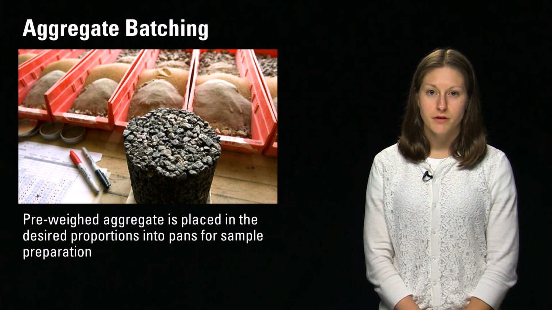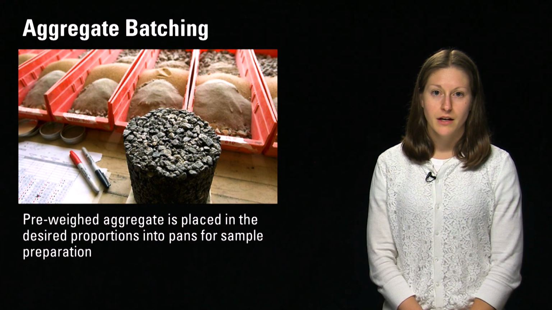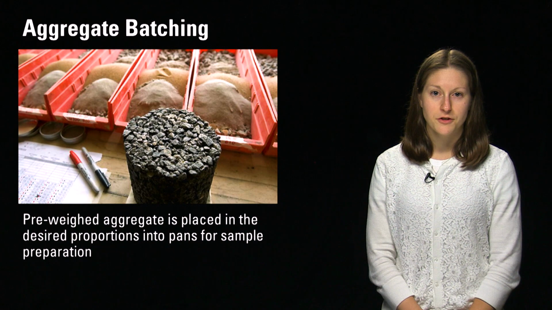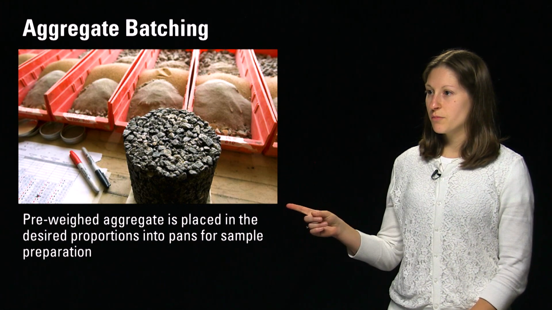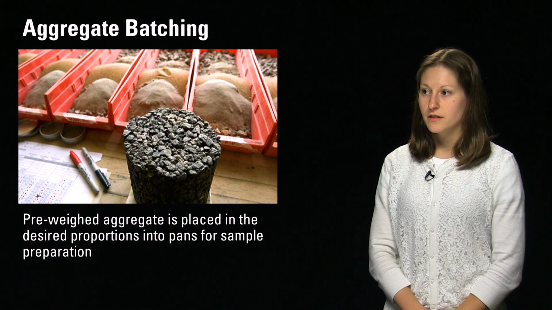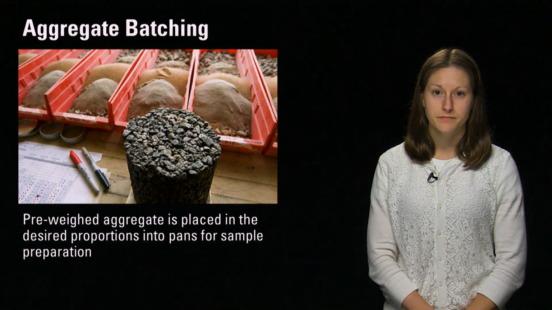We will briefly review asphalt mixture sample preparation in this video. Additional details can be found in the laboratory demonstration videos. Our first step is to batch our aggregates. In the batching process, we place pre-weighed aggregates in the desired proportions into pans to ease our sample preparation process.